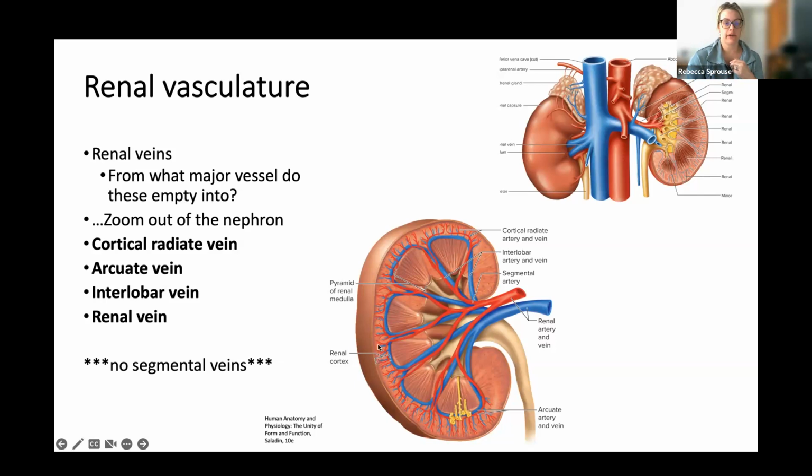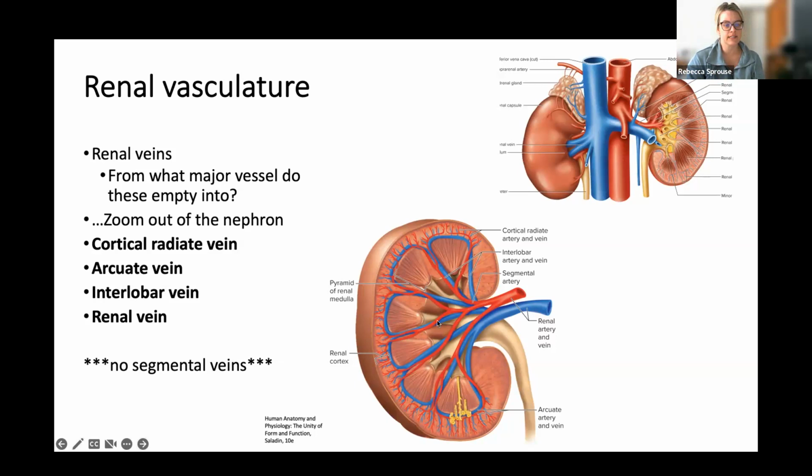Now, we're in here, right? This is where our capillary network is. So remember, we have to have a capillary between artery and vein. And then let's just work our way out. We'll zoom in on that in part 2. So we're at cortical radiate veins. Okay, so they're called the same thing, which makes it really easy. Cortical radiate veins, arcuate veins. We're working our way back out of the kidney. Cortical radiate veins, arcuate veins, interlobar veins.